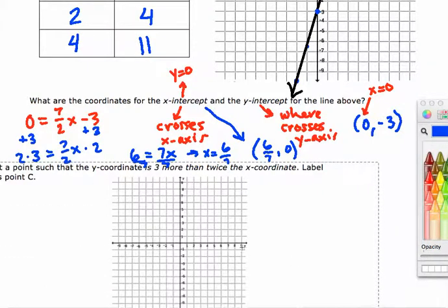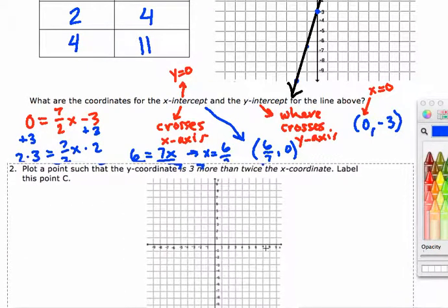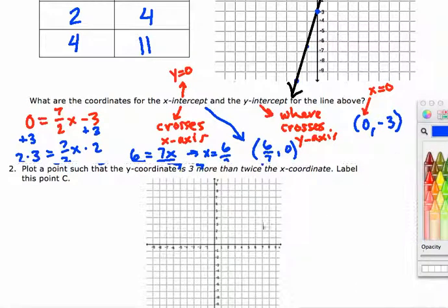All right, let's look at this last question down here. I'm going to move this over a bit. All right, this question is asking us to plot a point so that the y-coordinate is 3 more than twice the x-coordinate. So twice the x-coordinate and 3 more than that. So y equals 2x plus 3. And we can plot any point that follows this guideline.